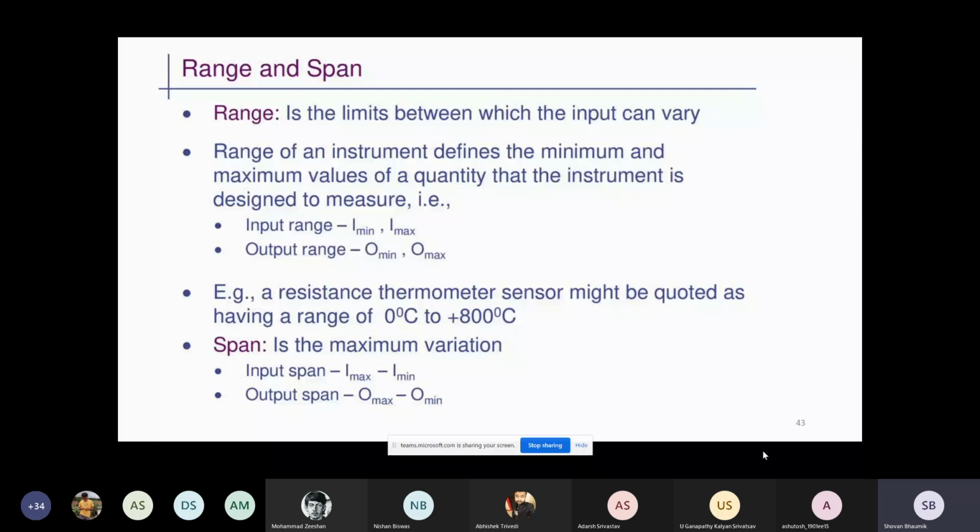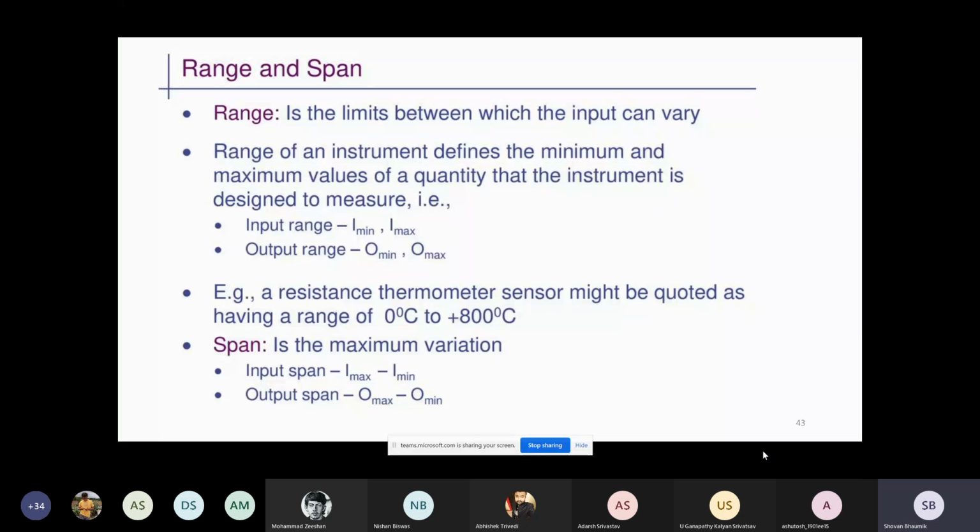Why? Because if you know the range of an instrument, then only can you see whether this instrument is useful for your application or not. Suppose you want to measure 200 volts and you are using an instrument whose range is 0 to 5 volts. Is it possible to measure? No. So this is not useful in your particular case.